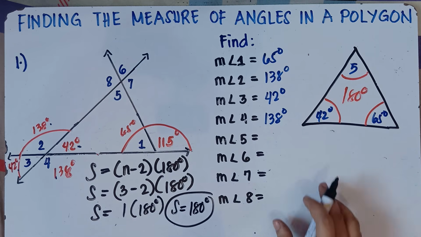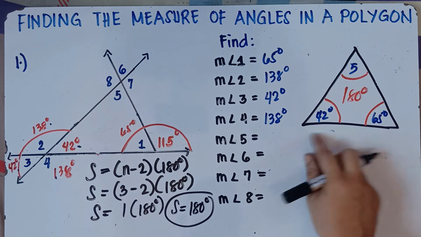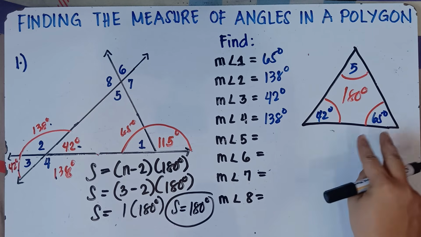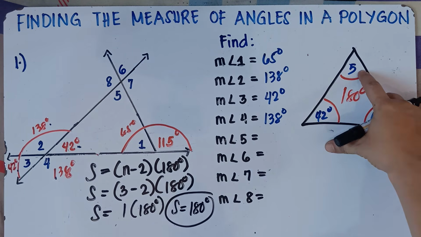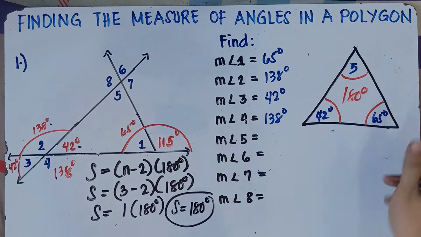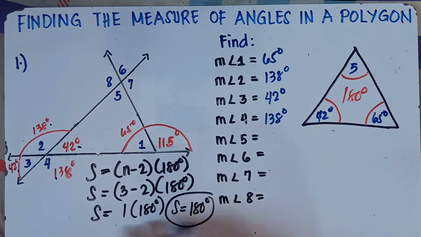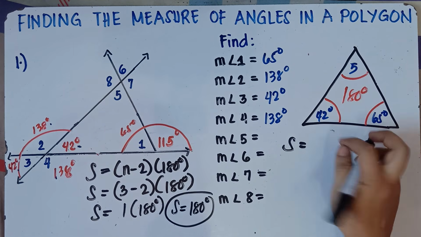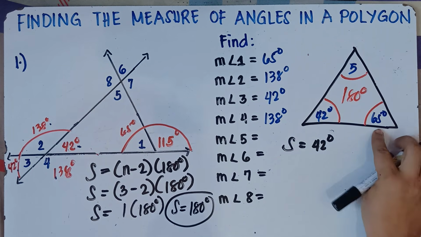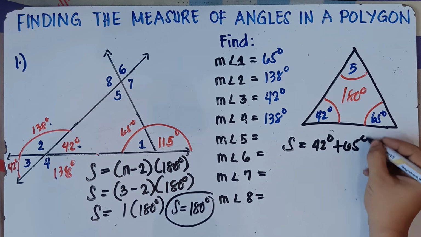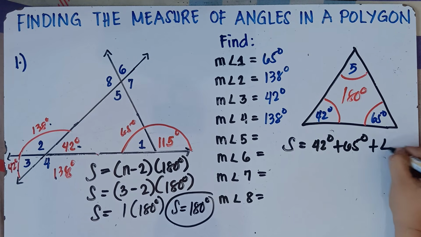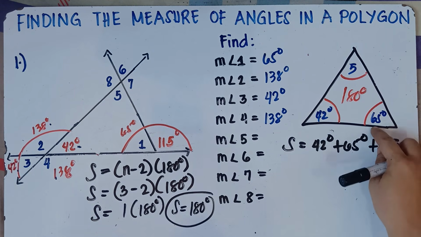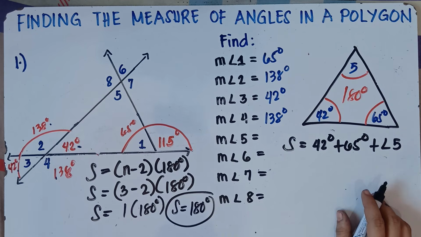So to do the mental math, class, we can just simply add 42 and 65, and what would be their sum? We subtract it from 180 so that we can get angle 5. You can do the mental math, but if it's hard for you, let's use this formula, class. We have the sum equals this angle 42 degrees plus this angle plus 65 degrees, and we're looking for angle 5. Or to do it mentally, we just simply add this up and then subtract it from 180. That would be the measure of angle 5.